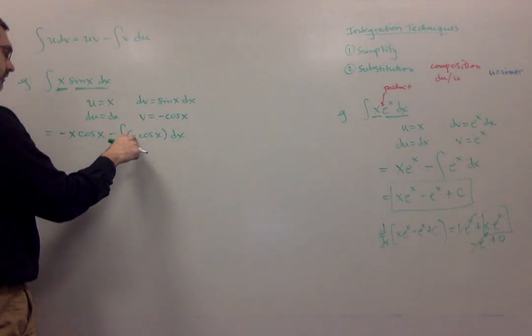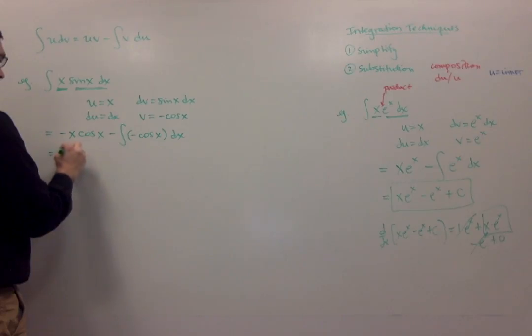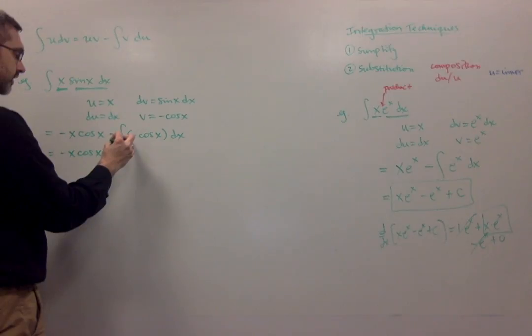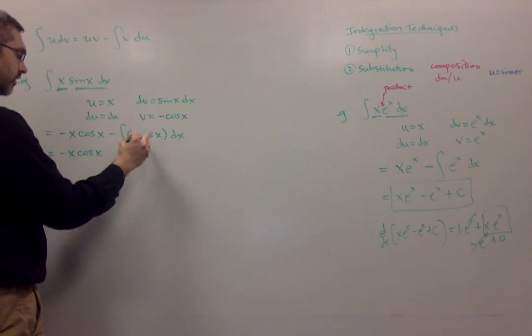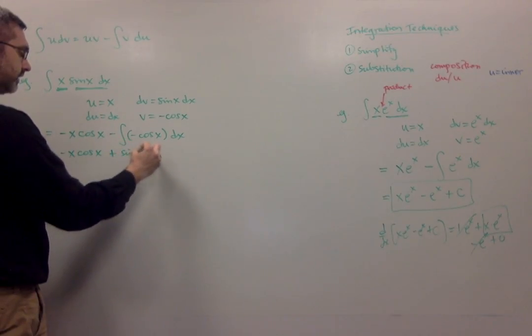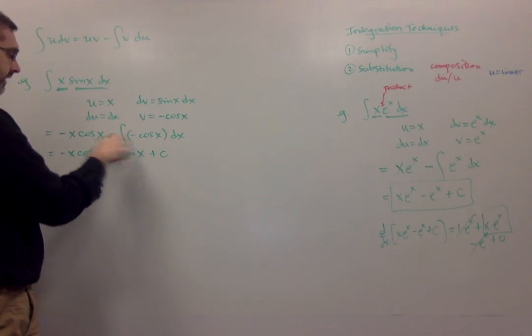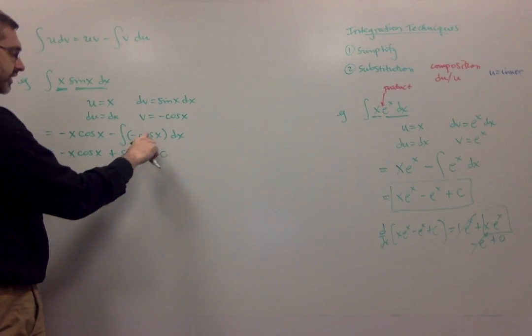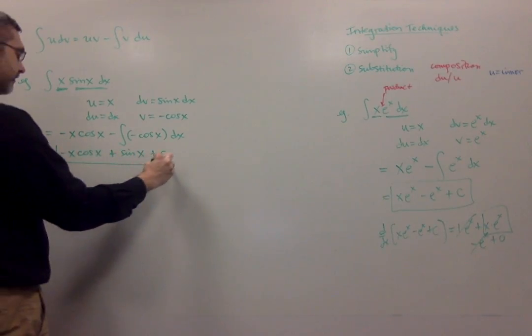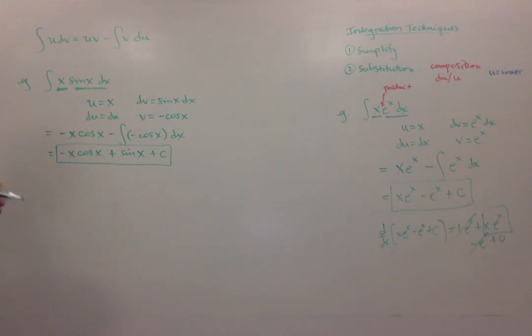So minus minus is a plus, and you'll notice that the function that differentiates to cosine is the sine function. The function that differentiates to cosine is sine. And I just throw my plus c on at the end. If you differentiate this, just like we did that one, you'll see it ends up differentiating back to give me a nice x sine x. Some stuff cancels out.